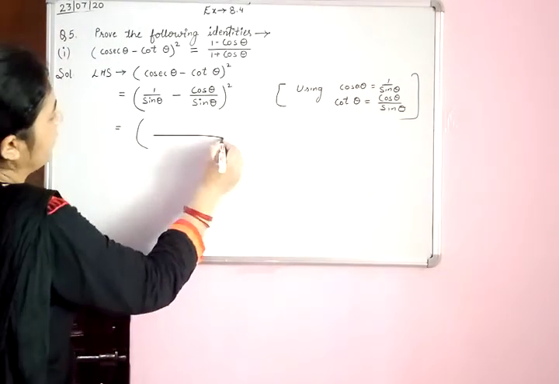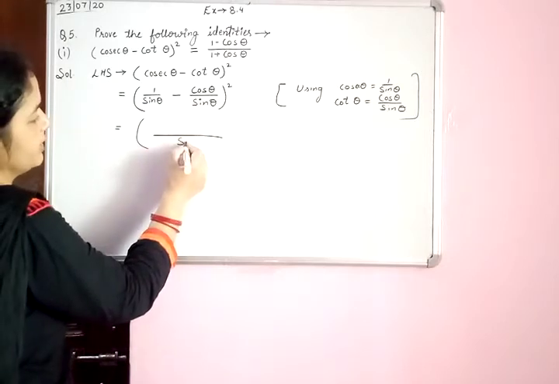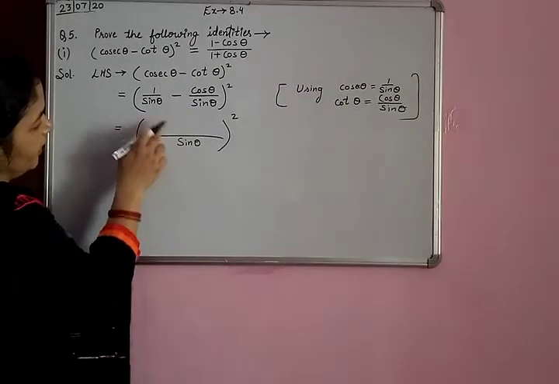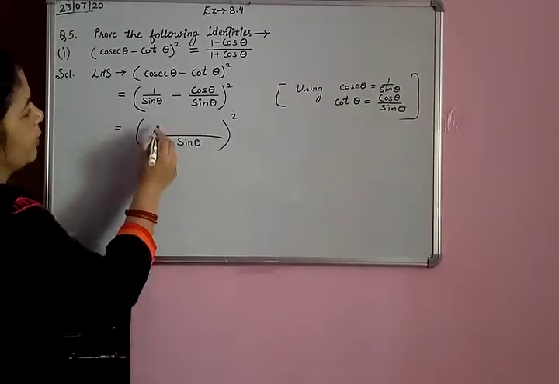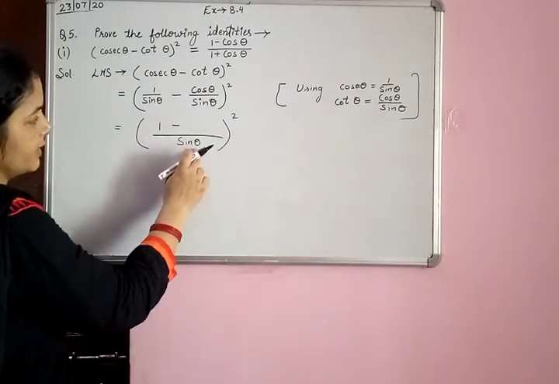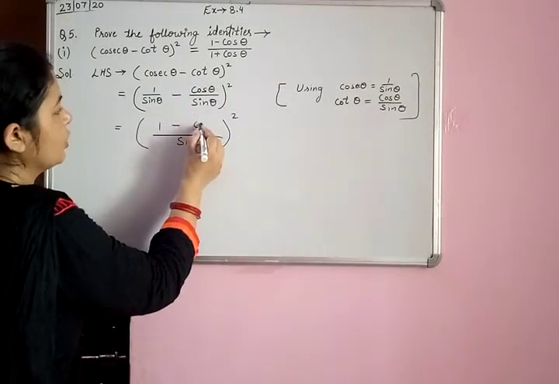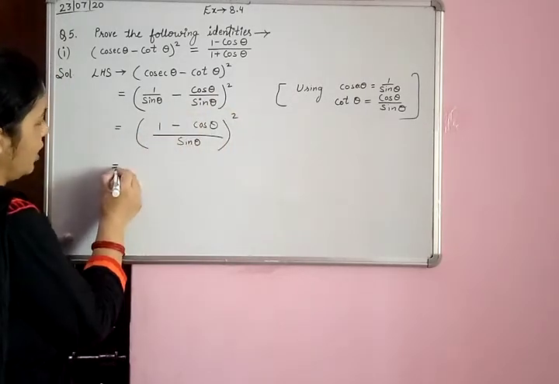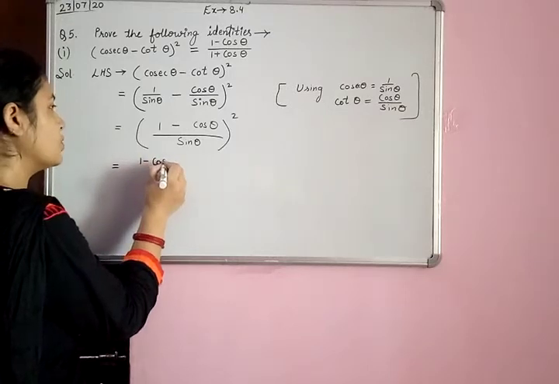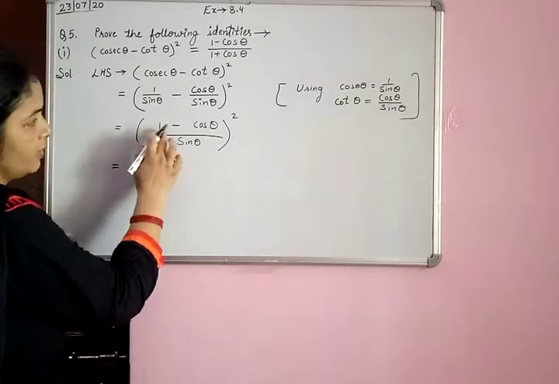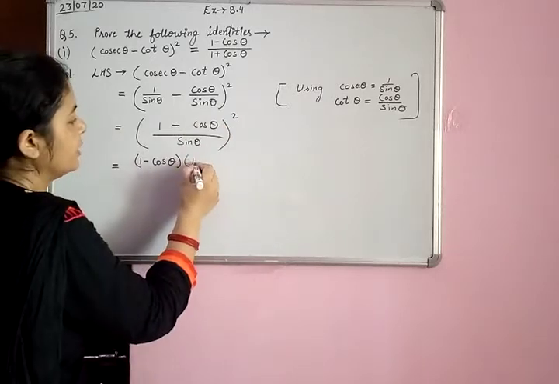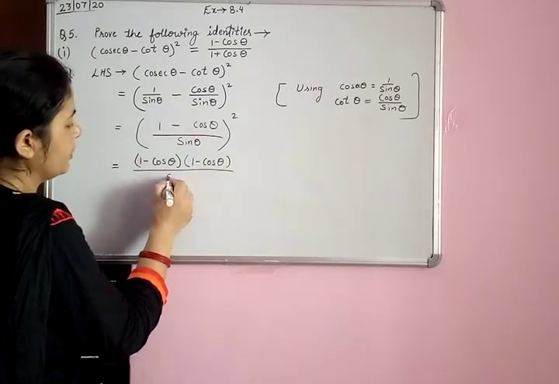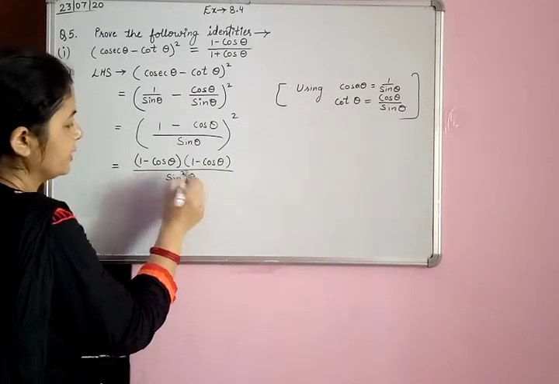Here I am taking the LCM of sin theta and sin theta, that is sin theta. Okay. Sin theta, if you divide sin theta by sin theta, 1 and 1 multiplied by 1 is 1. Then minus. Sin theta cancel. 1 into cos theta is cos theta. So we have (1 minus cos theta) upon sin theta whole square. Okay. Now I can write it as (1 minus cos theta) whole square, which means (1 minus cos theta) into (1 minus cos theta), upon sin theta whole square, which means sin square theta.